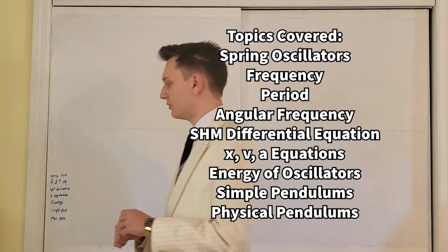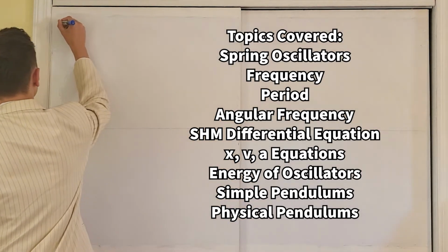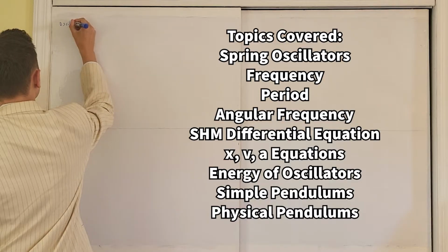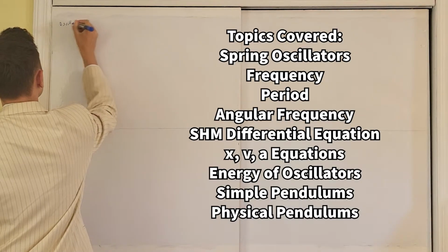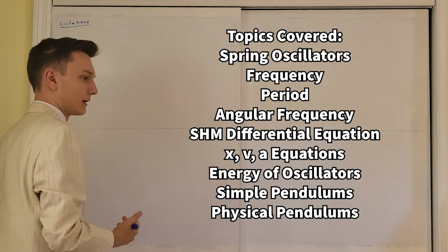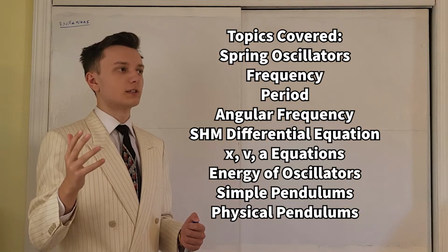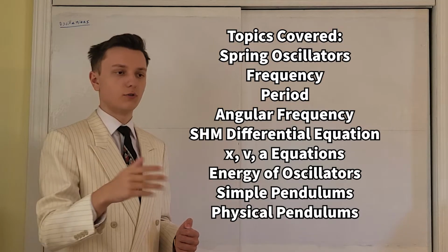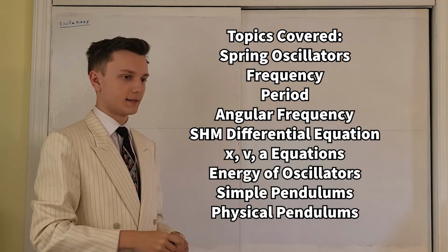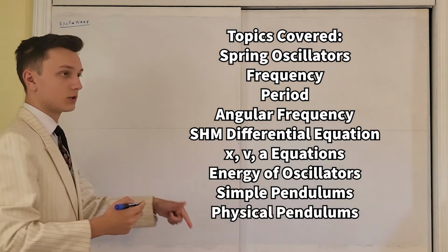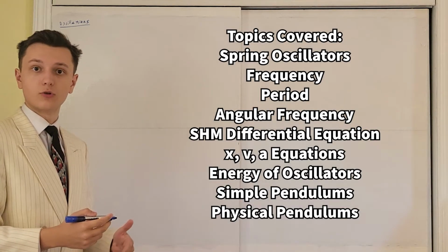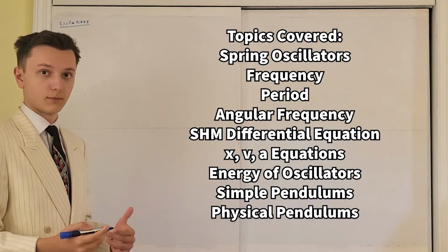So this is going to be our unit on oscillations and simple harmonic motion, okay? So let's take a moment to define what exactly is harmonic motion. Harmonic motion is motion that occurs periodically, that occurs over and over again, that follows a certain path. For example, a car going around a racetrack, circular motion, is an example of harmonic motion.